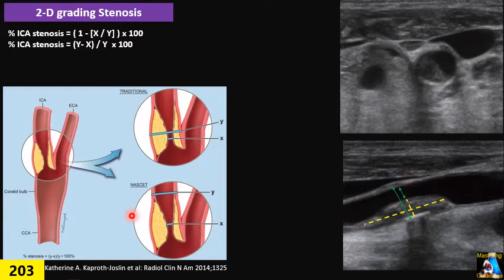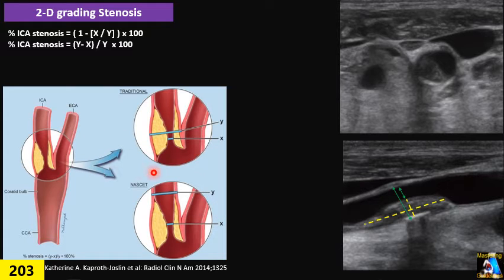And if we use NASCET, we have to come to almost this level, where you can see it is parallel, or even this level is still parallel. We can measure that one, and actually it is more accurate than going distal, because it becomes too much narrower compared to here, and we would overestimate the percentage of stenosis.